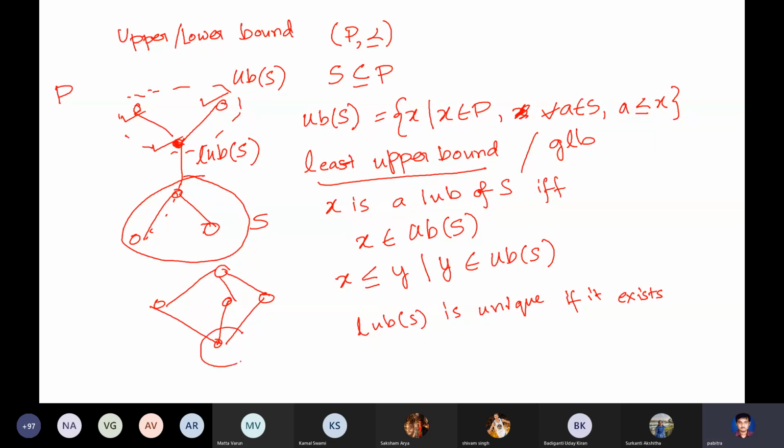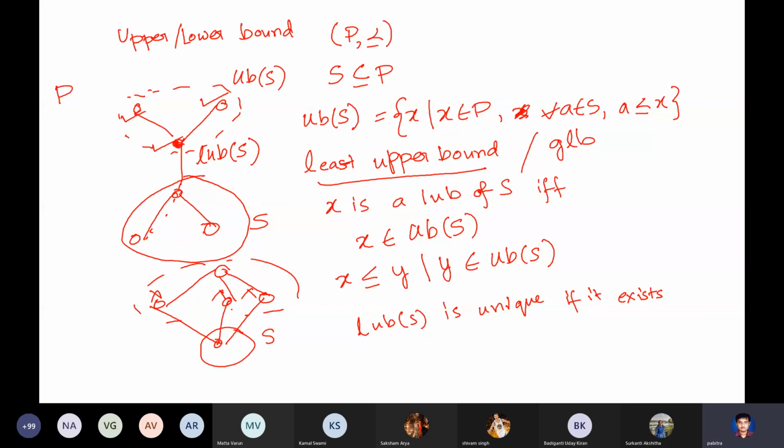Okay, so if this is your S, then this is the entire upper bound set, and none of these are the least upper bound. This is not a least upper bound, this is not a least upper bound, this is not a least upper bound. So there is no least upper bound in this case. So if they exist, it is unique, but it may not exist.